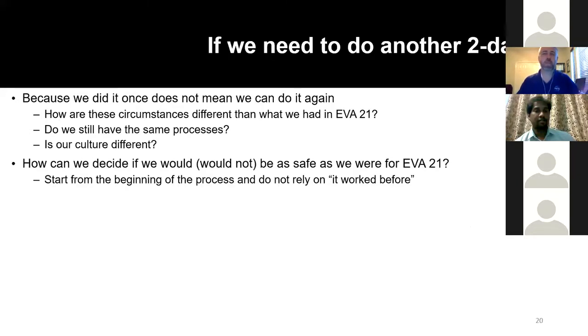Okay, we were successful. We replaced the pump and that stopped the leak. Could we do another 2-day spacewalk? We could, but it's not because we can say, well, we did it once before, we'll do it again. So we've actually done another 2-day spacewalk to replace a computer, but we started at the very beginning. What are the circumstances? What are the processes? What about our culture? Is everything lined up so that we could do it? We start that process from the very beginning. You can't skip the step and just assume that because it worked before, it can work again.